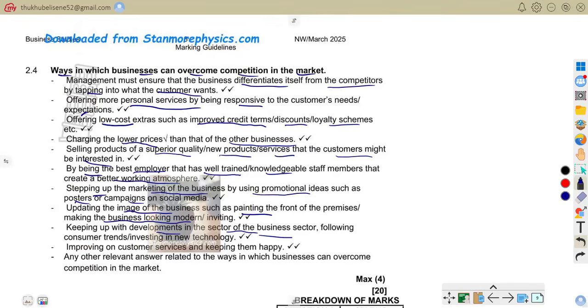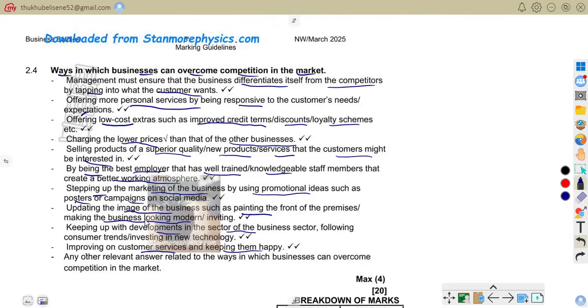Following consumer trends and investing in new technology. So here we are saying you are keeping up with industry development. That is when a business must follow consumer trends and new technologies. That is that. Improving customer services and keeping them happy. This is when you provide excellent services to keep customers satisfied and loyal to the business.